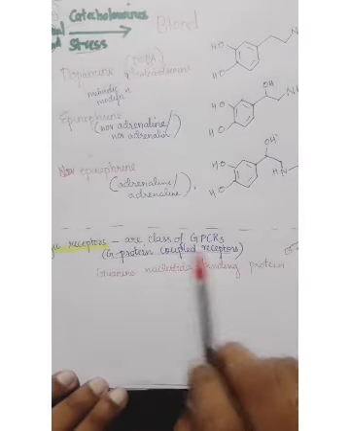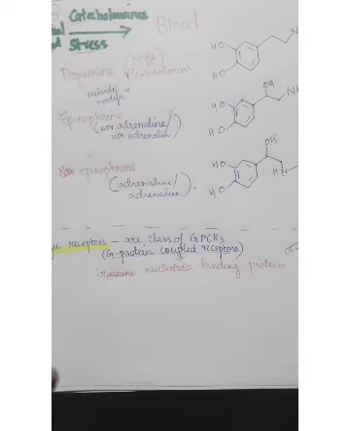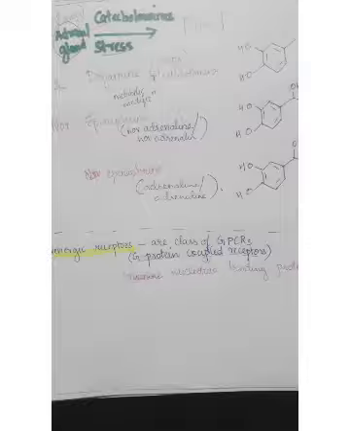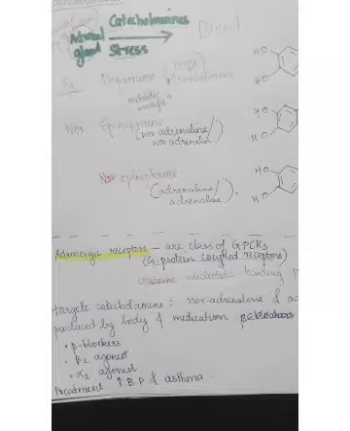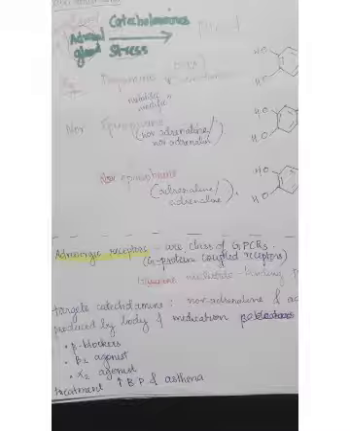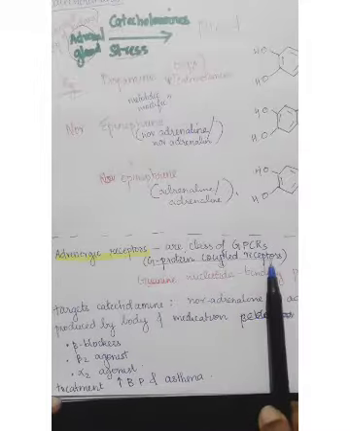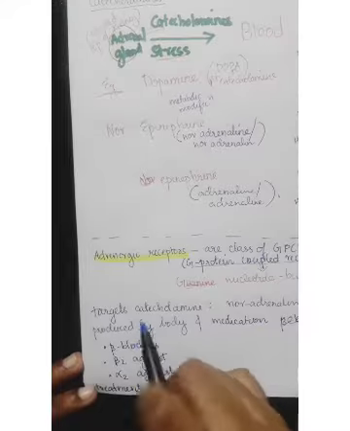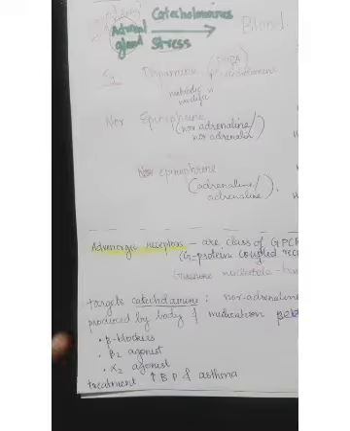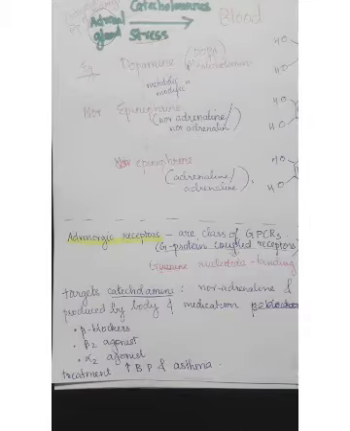So, guanine nucleotide binding protein. Adrenergic receptors are a class of GPCRs, or G protein coupled receptors, and they are the targets of catecholamines. These GPCRs are guanine nucleotide binding proteins, and adrenergic receptors target our catecholamines. Now which are the catecholamines? Noradrenaline and adrenaline, or norepinephrine and epinephrine, and they are produced by the body.